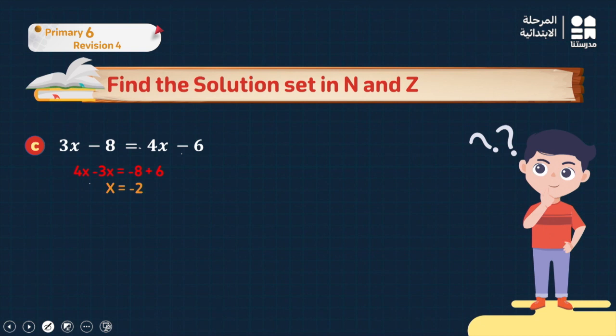The solution set of x in N will of course be the empty set, because it is a negative integer and we cannot find any negative integers in my natural set. What about the solution set in Z? Of course, I am going to write it as negative 2.